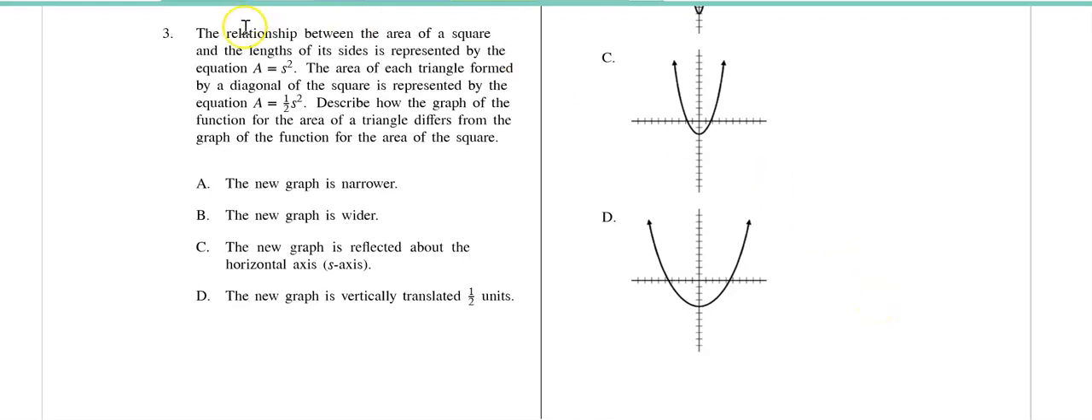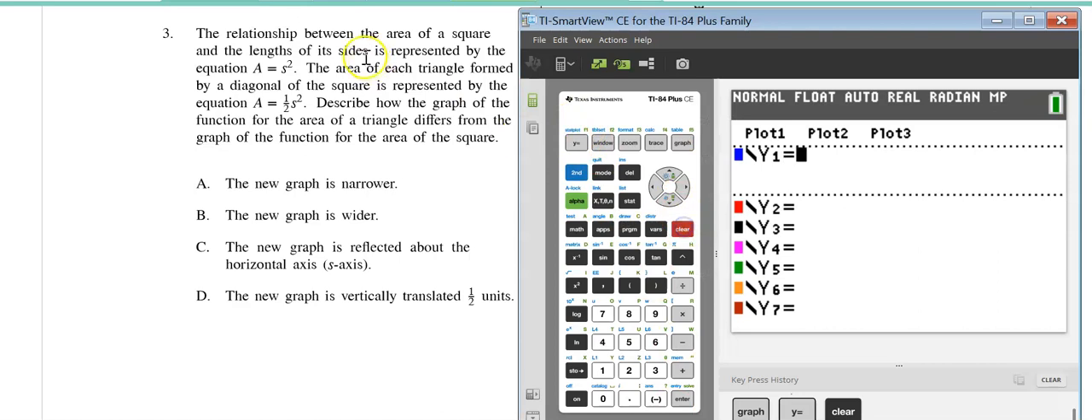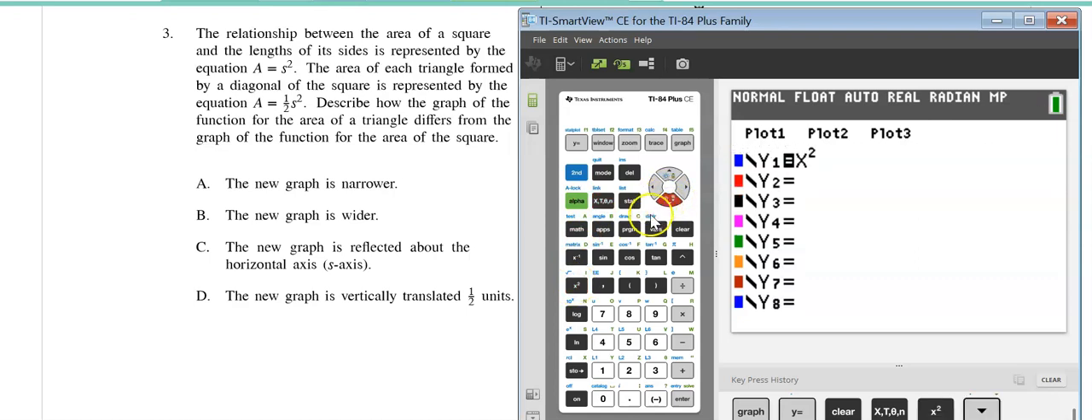So you have the area, the lengths of the sides, right? And the area of the diagonal, right? So what we're going to do is simply graph them and see what the difference is. Ready? I'm going to go to y equals, and clear whatever's in there. My first one, remember, you always use x. So it's x squared. Then you're going to go down and enter 1/2 x squared and see what the changes are.